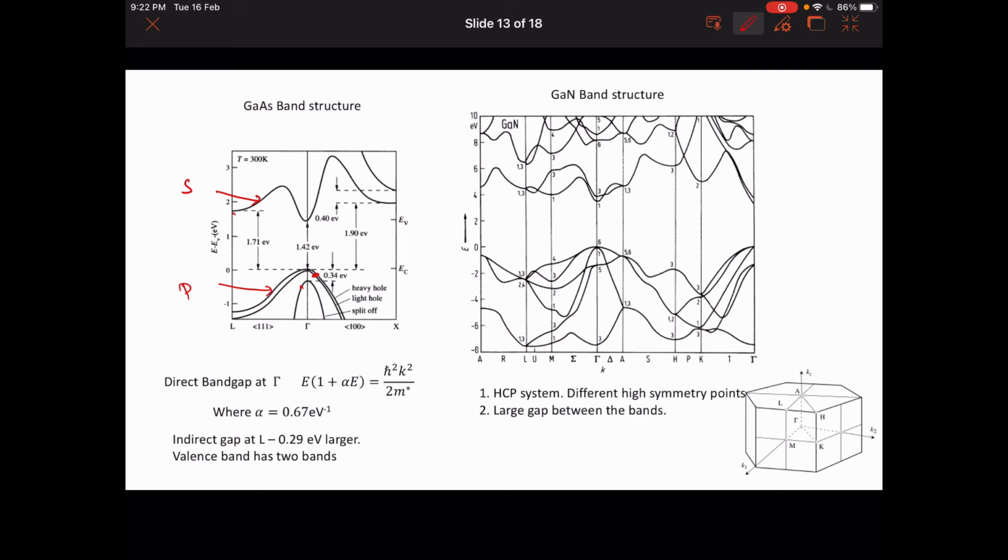The energy dispersion in the non-parabolic approximation is given like this. You have an indirect band gap at L, which is larger than the direct one. The direct one is about 1.42 eV, and you have 2 valence bands here.